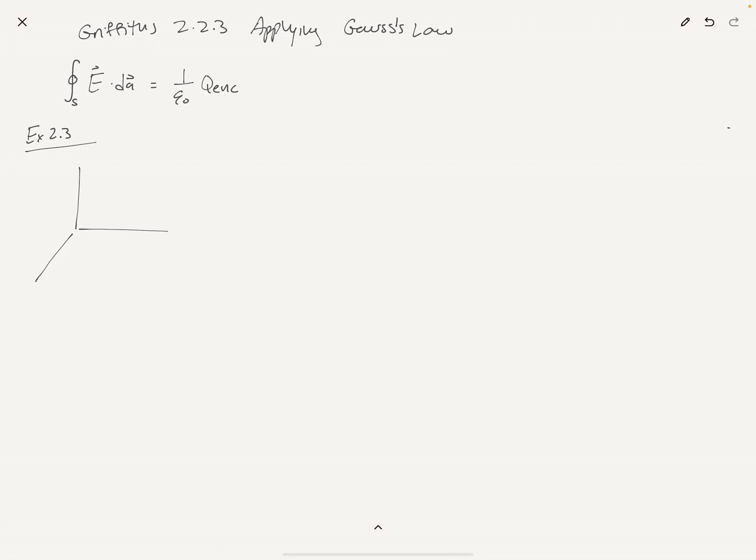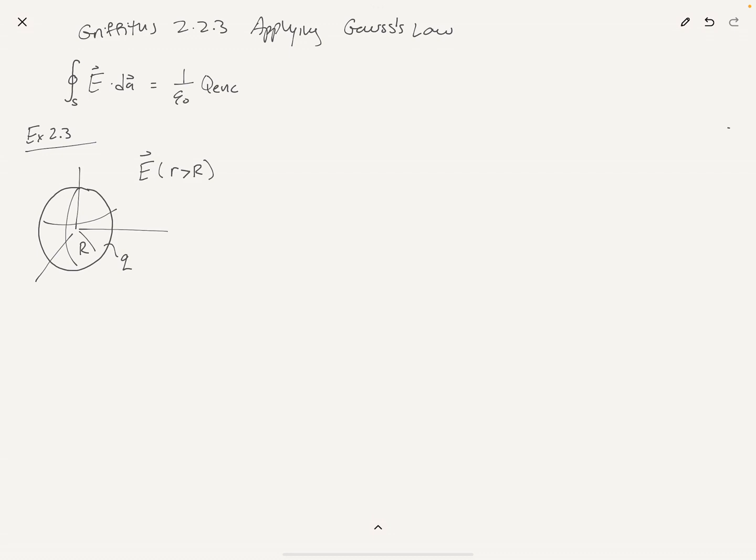It doesn't specify where, so I'm going to make my life easy and put that sphere at the center of my origin. All right, so that's my sphere. It has radius R, total charge Q, and I want to know what my field is outside of my sphere. I'm going to use Gauss's law to tackle that problem.